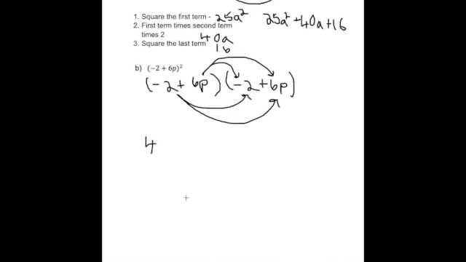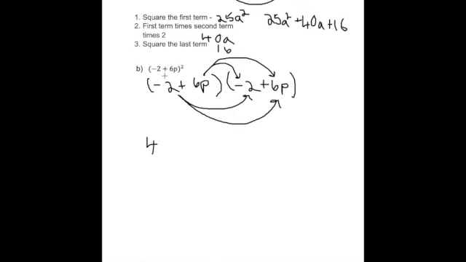Look at what I've got at the top. Step 1, square the first term: minus 2 times minus 2 is 4. Then it's first term times the second term times 2, so minus 2 times 6p is minus 12p, minus 12p times 2 is minus 24p. And then square the last term, which is 6p, so you've got 36p squared. See how much quicker that is? Just remember them terms. Instead of having to write it out and do it step by step, you can just bang it out in your head.